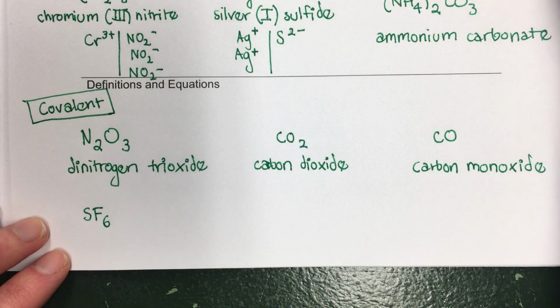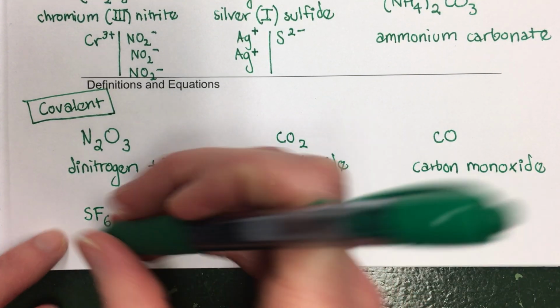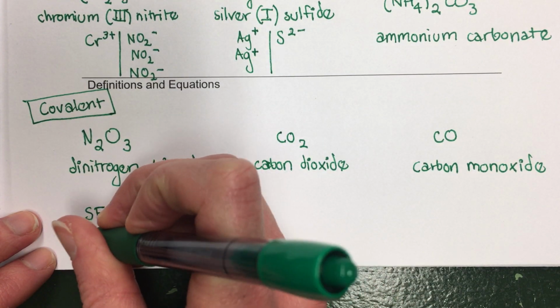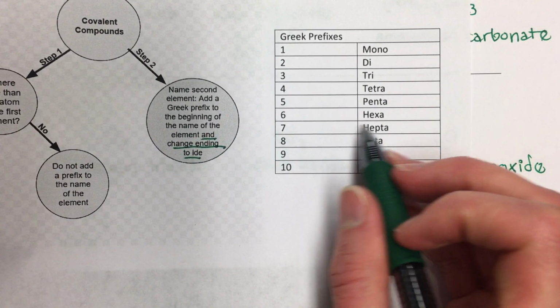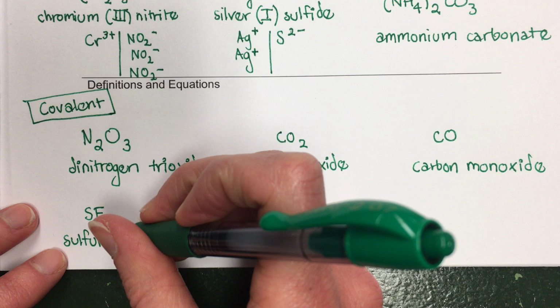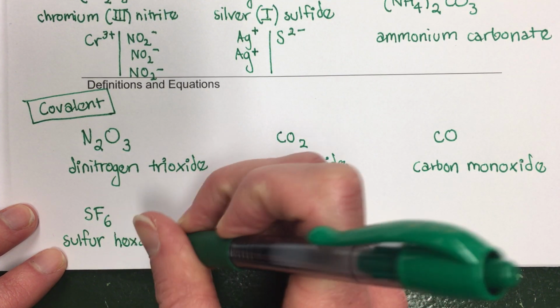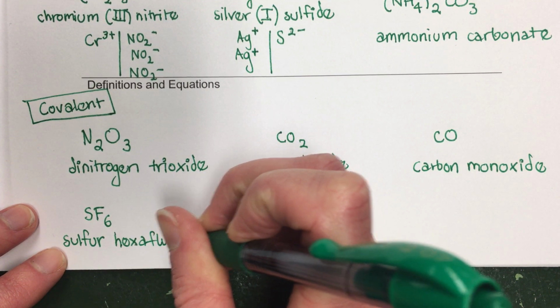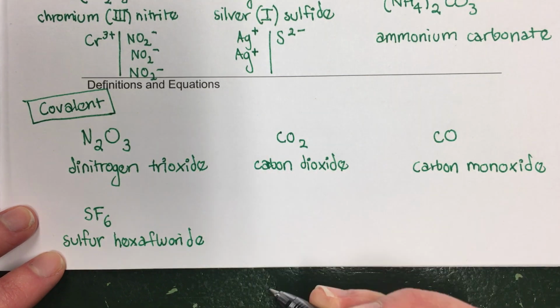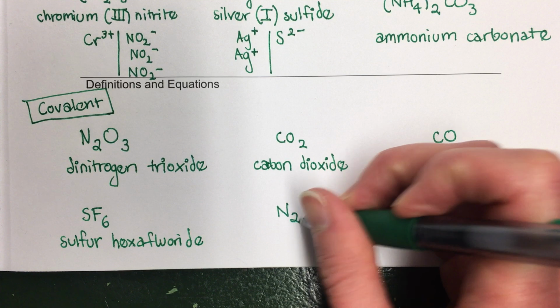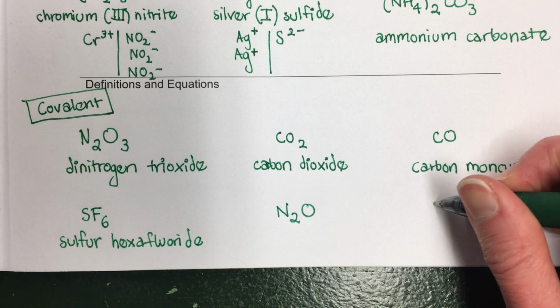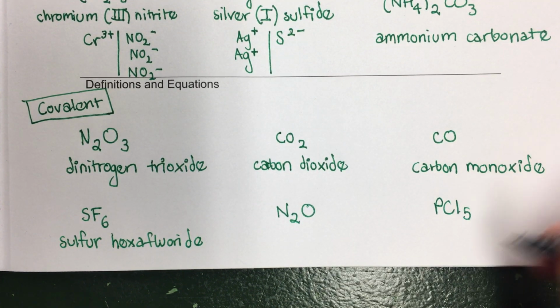Let's do SF6. So again, we've just got one of the first element, so we just name it sulfur. And then we've got 6 fluorines, so that's going to be hexa. And we change the ending to ide, so sulfur hexafluoride. Okay, we'll do 2 more. We'll do N2O and PCl5, and we'll call it good.